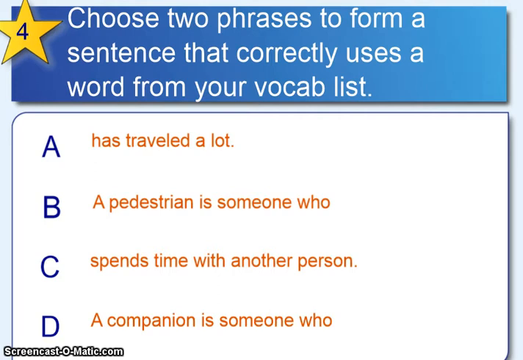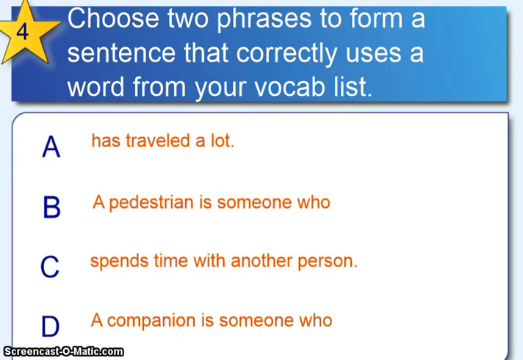So let's start by finding those capital letters, right? B or D both start with a capital letter, so we know those are the beginnings of the sentence. And then A and C are the ends because they have the periods. So a pedestrian is someone who has traveled a lot. Well, maybe, but I'm not sure that that fully works, right? Or spends time with another person. We know that one definitely doesn't work. So let's move to D then and try that one.